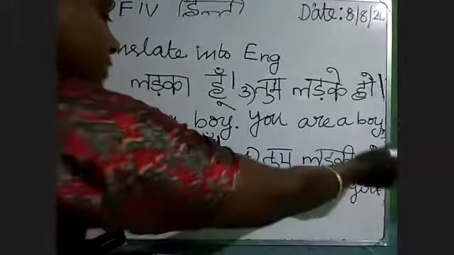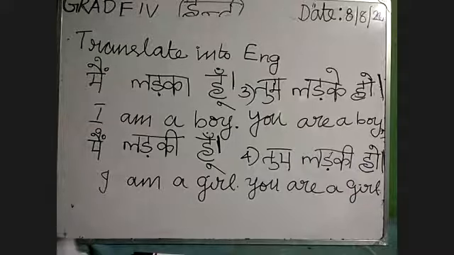Then, like that, the sentence will be given. Once again, I am telling: "main ladka hoon" means I am a boy. "Main ladki hoon" means I am a girl. "Tum ladki ho" means you are a girl. "Tum ladke ho" means you are a boy. Like that.